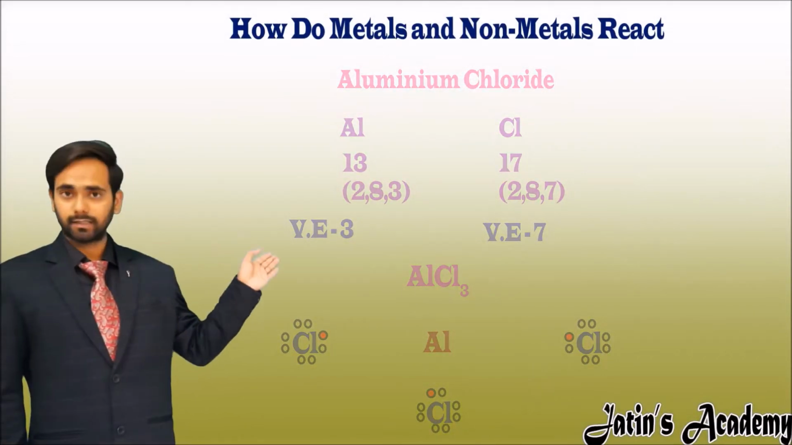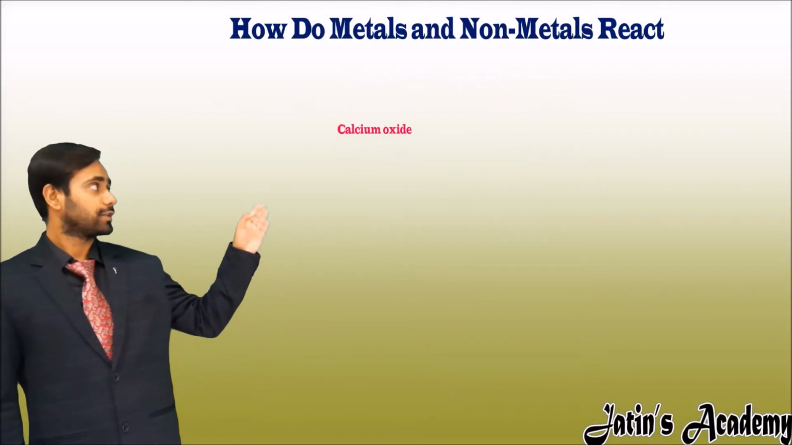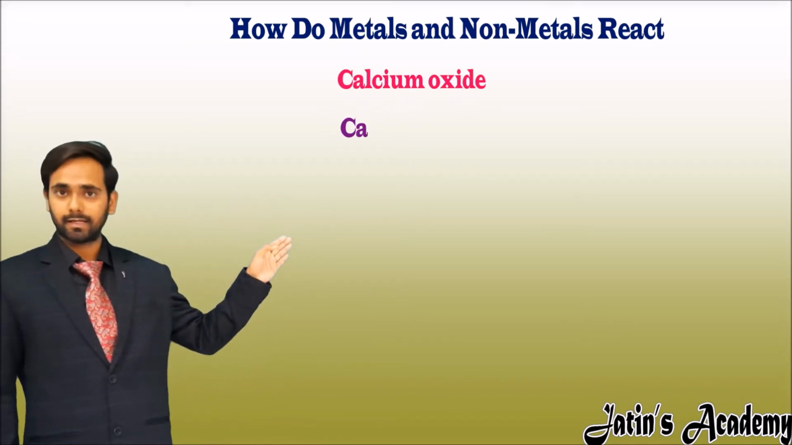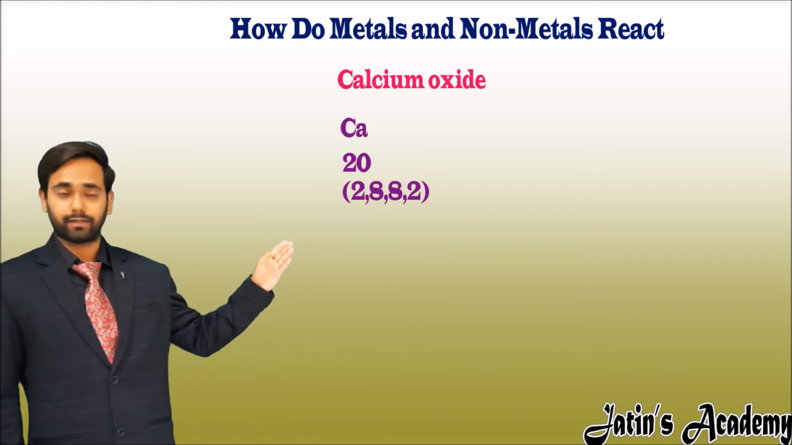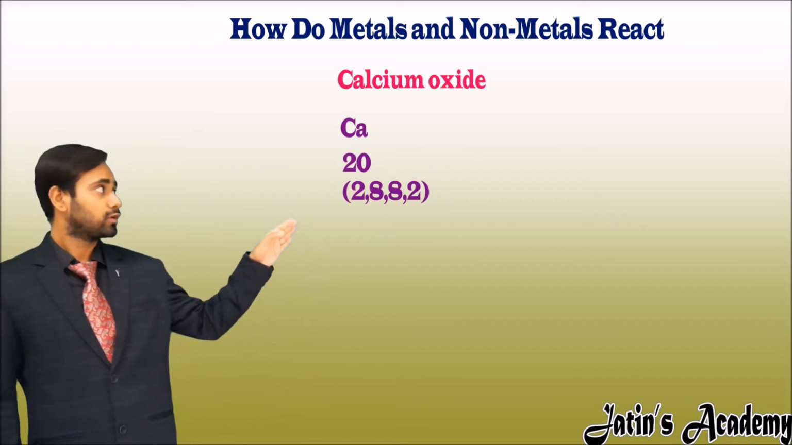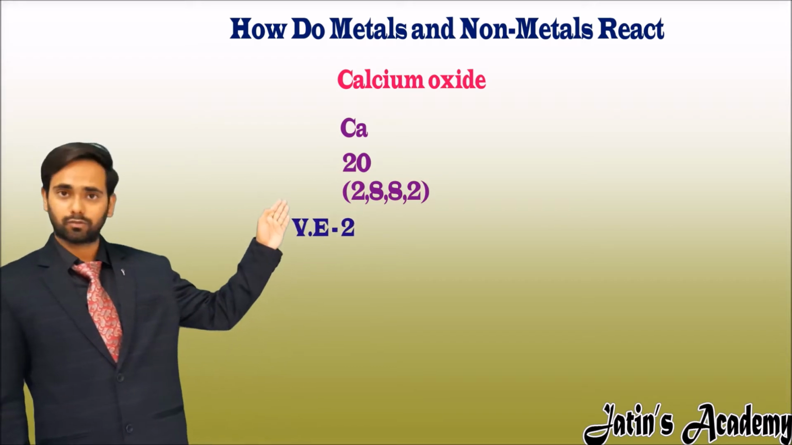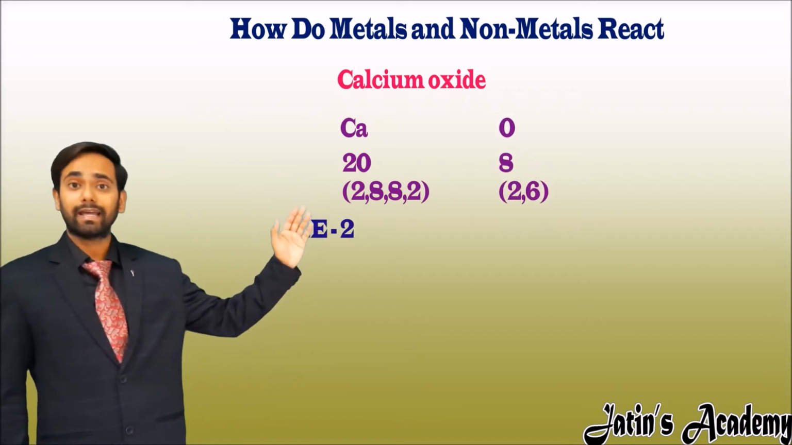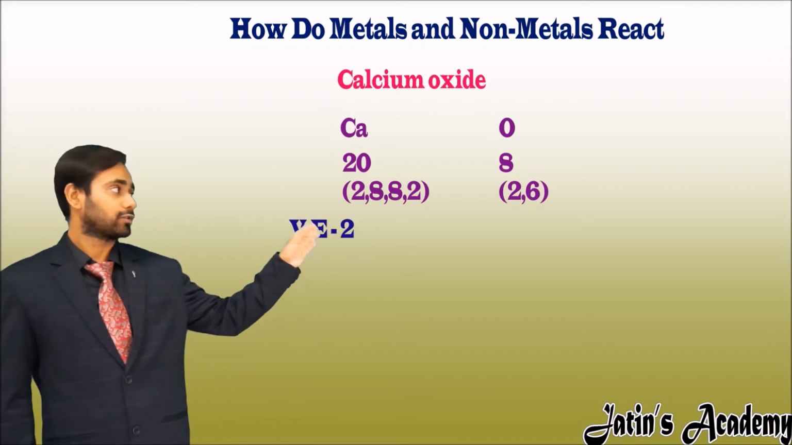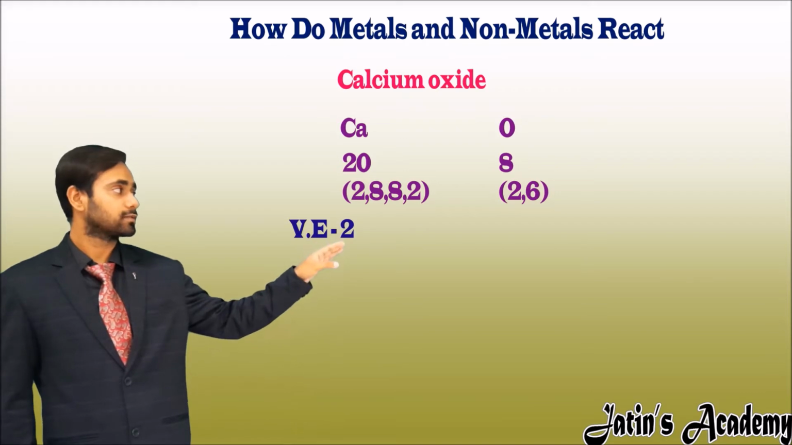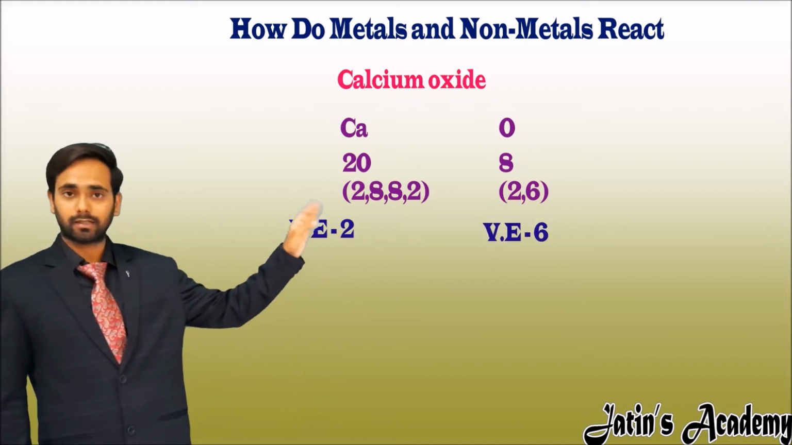Let's see another example, calcium oxide. Calcium's symbol is Ca, atomic number is 20, so the electronic configuration is 2, 8, 8, 2. So the valence electrons are 2 for calcium. On the other side, oxygen has atomic number 8, so the electronic configuration is 2, 6. So the valence electrons are 6.